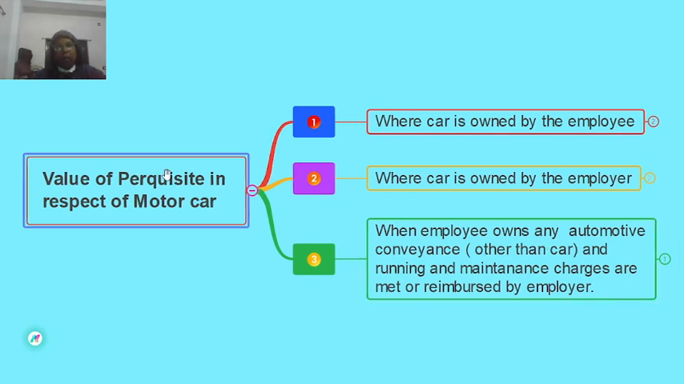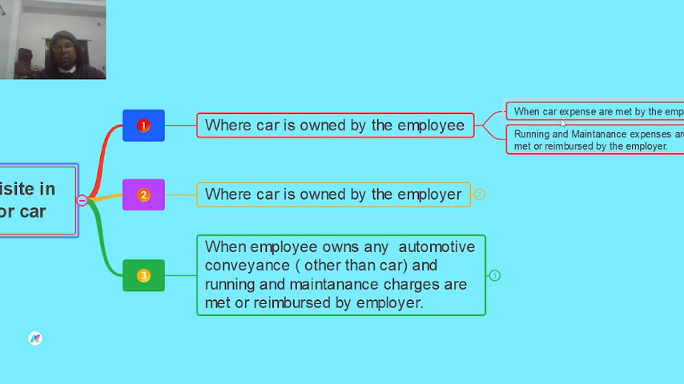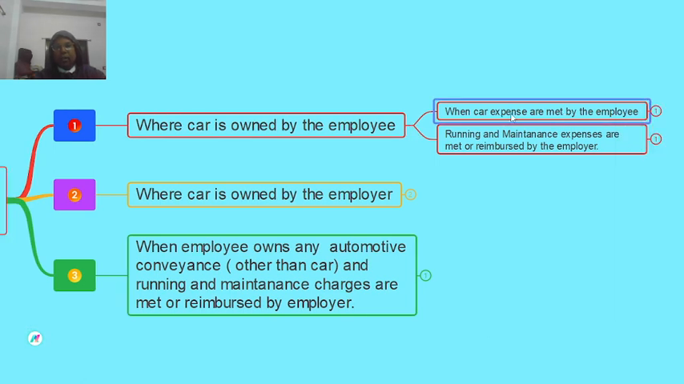Now, the value of perquisite where the motor car is owned by the employee, and the running and maintenance expenses are made or reimbursed by the employer. In that case, what will be the value of perquisite when the motor car is owned by the employee? Now let us discuss this.